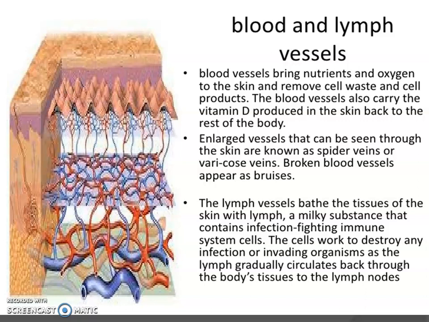The lymph vessels bathe the tissues of the skin with the lymph, a milky substance that contains infection-fighting immune system cells. The cells work to destroy any infection or invading organism as the lymph gradually circulates back through the body tissue to the lymph nodes.